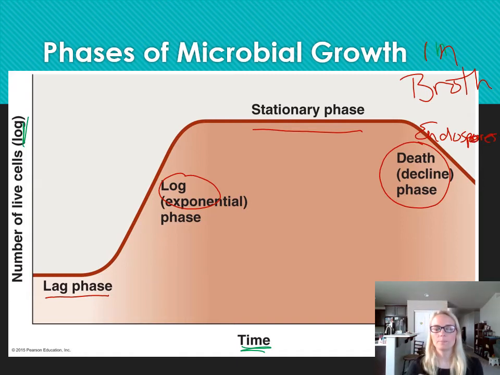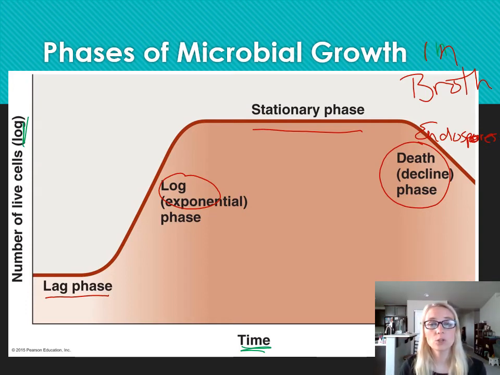Endospores. You might get Clostridium or Bacillus producing endospores in the death phase, because they're like, whoa, wait a minute here. We're running out of nutrients and all those waste products. I'm going to sporulate and then hide out in my super cozy endospore, and only come out when the environment is better again. All right, so that is our phases of microbial growth in a broth culture.